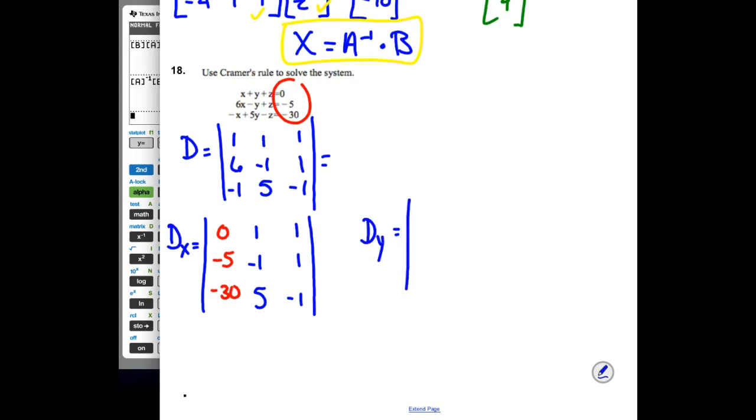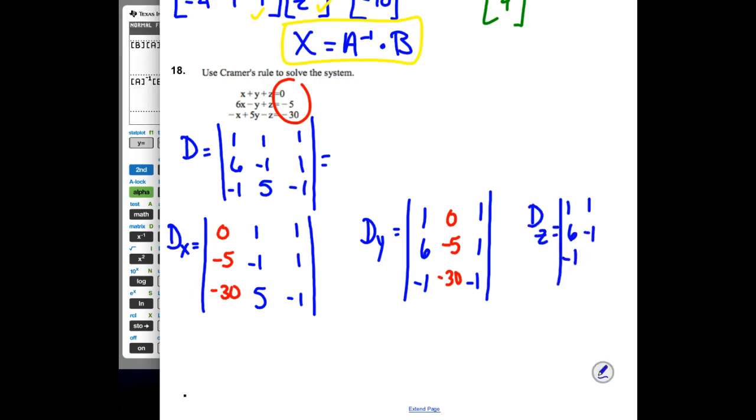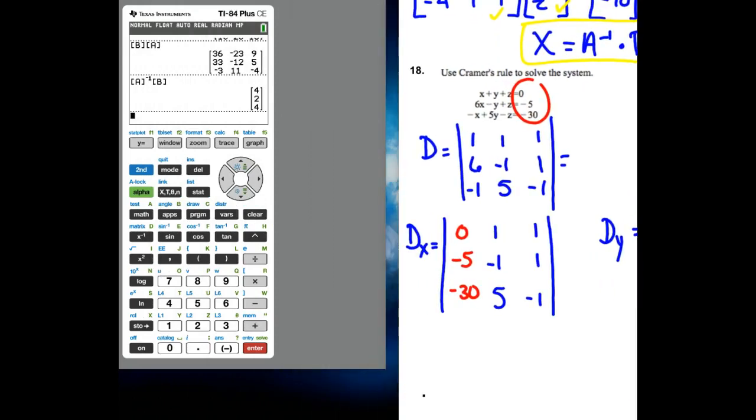Same idea. I need a determinant. This time my first column doesn't change, and my third column, my Z's, don't change. What changes would be my X's. So now I put my constants 0, -5, and -30 in for my X's. And then the last one that I have to set up is for Z. My first column and my second column do not change. My third column now is replaced, my Z values, with my constants. All right, so we are going to have to now go into our calculator and let it find the determinant of each of those matrices.